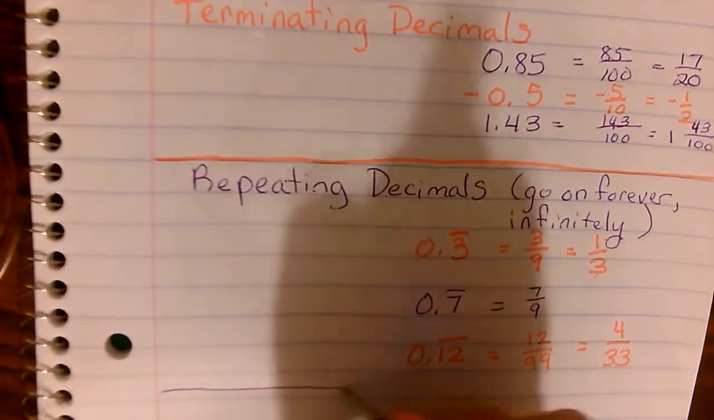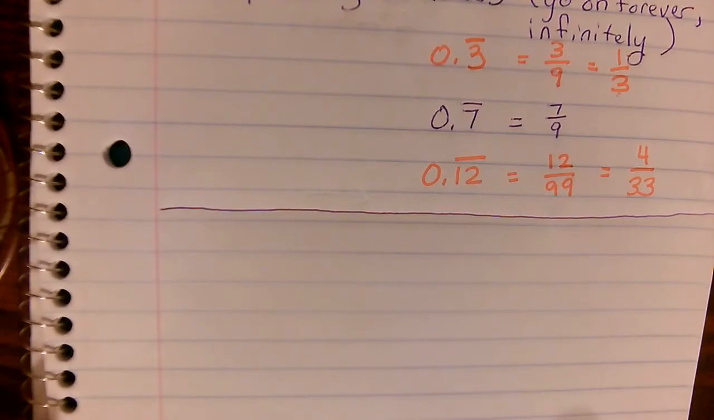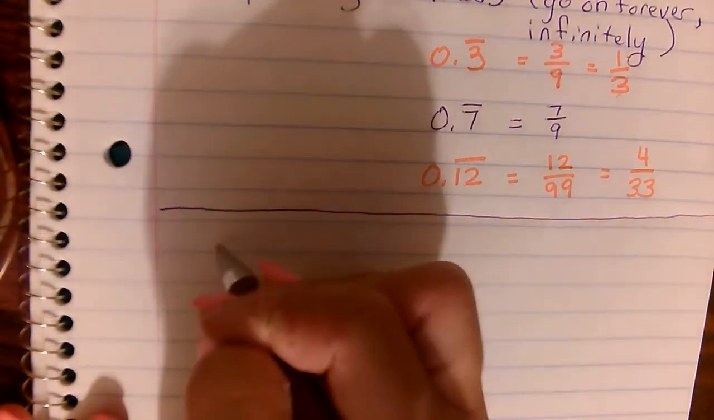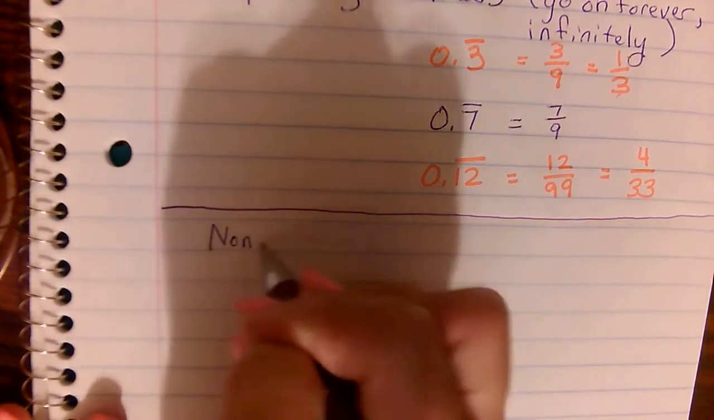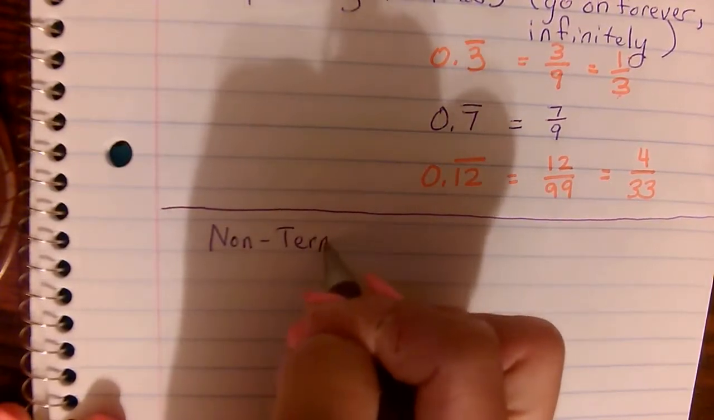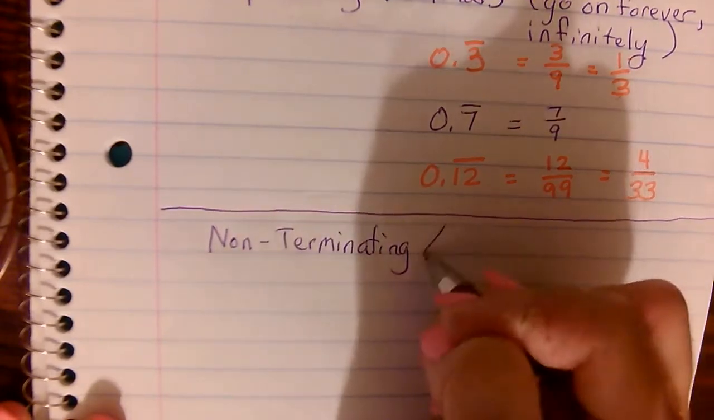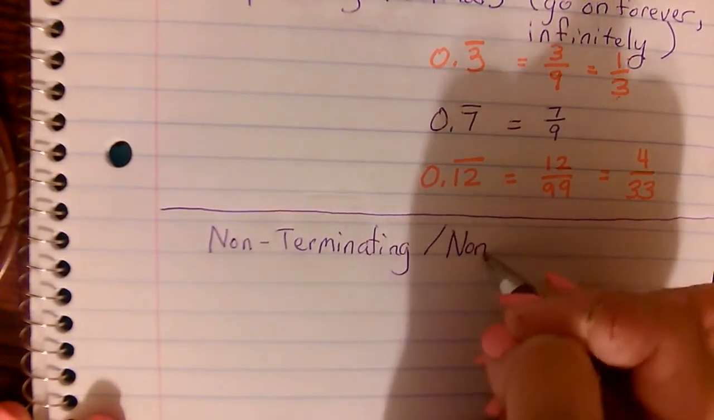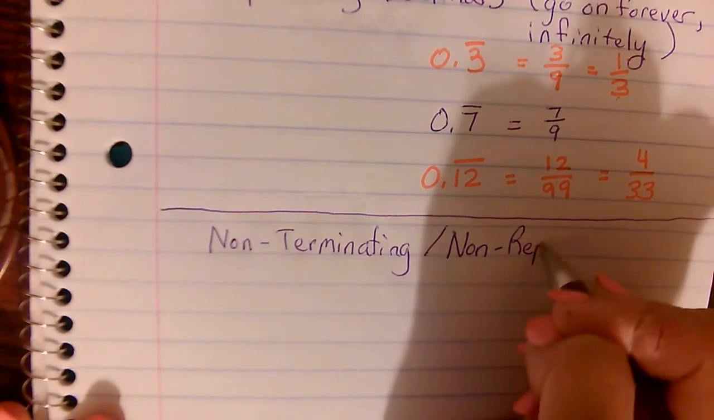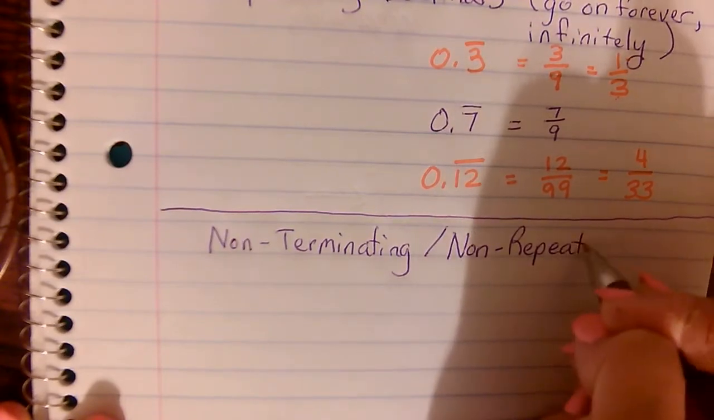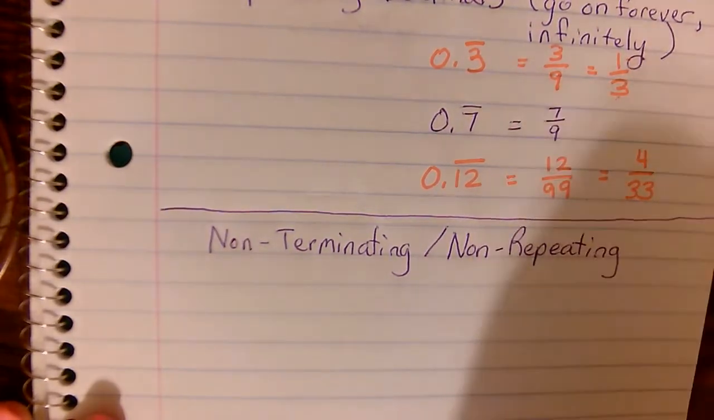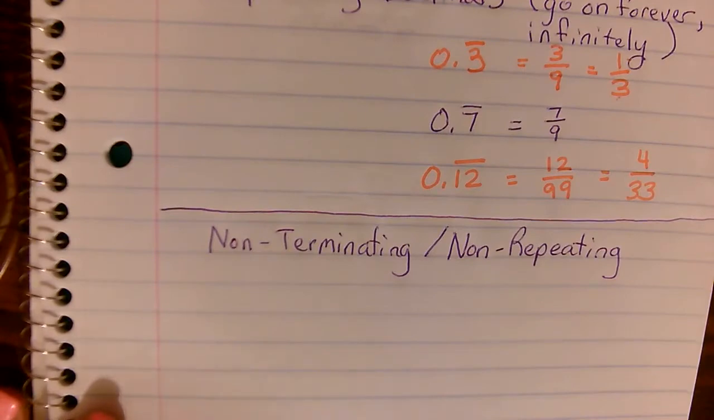Next section, let's slide this up. It's called non-terminating, non-repeating. Non-terminating slash non-repeating. So that's a number that seems to go on forever, but there doesn't seem to be a pattern to the repeating digits.